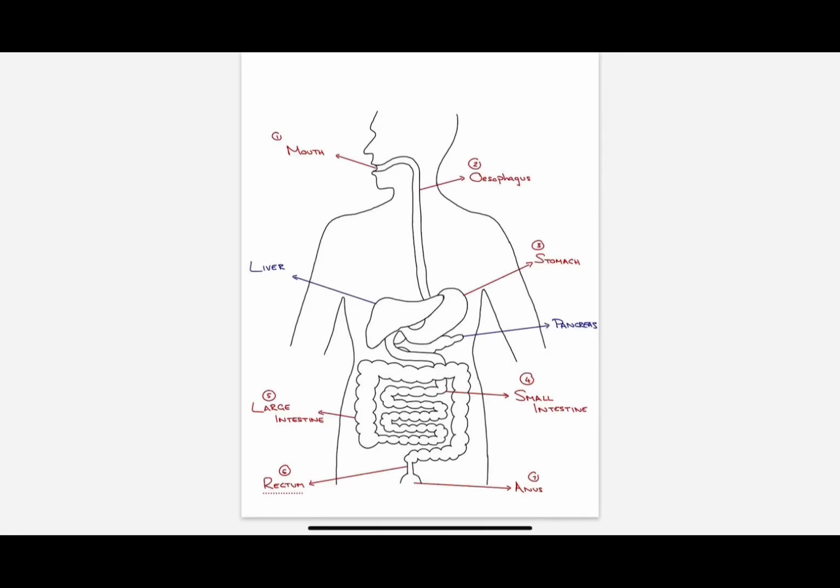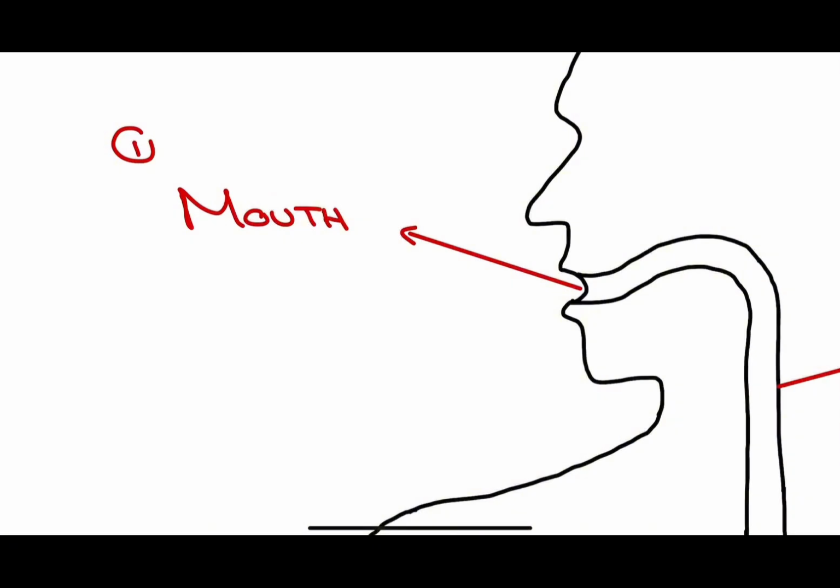Okay, so today we'll be looking at the process of digestion as a whole. Here I've drawn the diagram of the body and the organs that are involved. First, let's start at the mouth. You eat the food, and the first thing you do is chew the food.